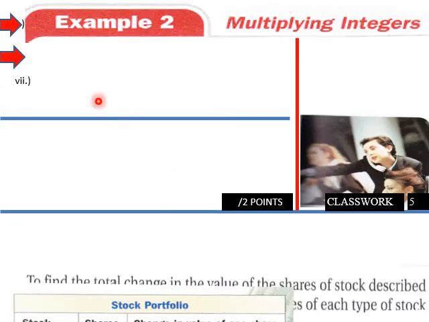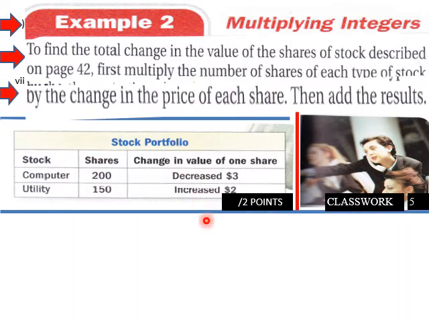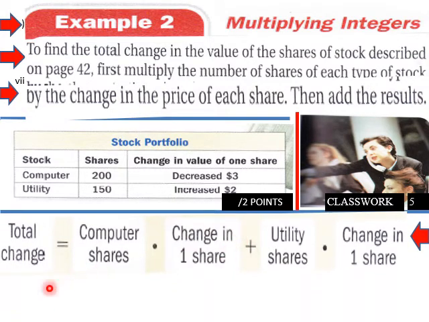And then example 2: find the total change in value of the shares of stock described on page 42. First, multiply the number of shares of each stock by the change in price. We have shares and it decreased by 3. Then same thing down here. So here is our verbal model here. So we have 200, and then our total change here is decreased by 3, so negative 3, plus 150, increase times 2.